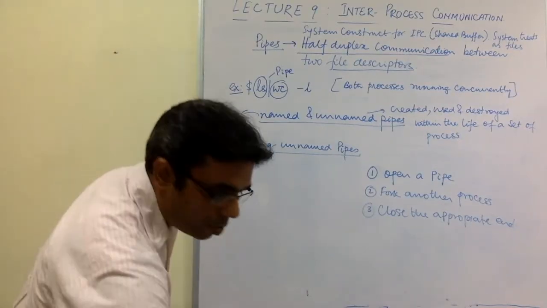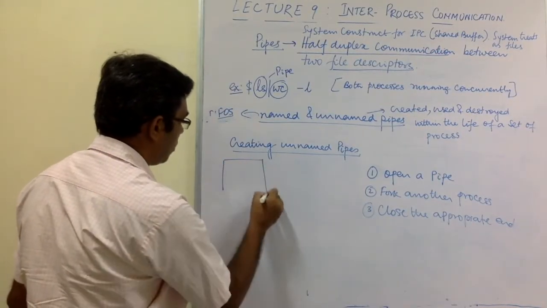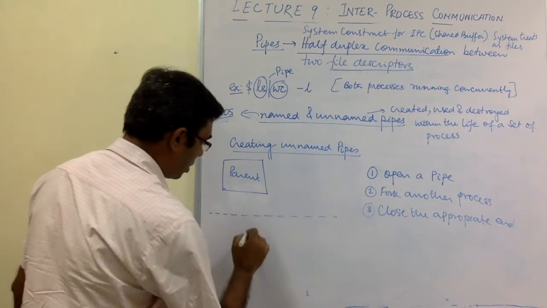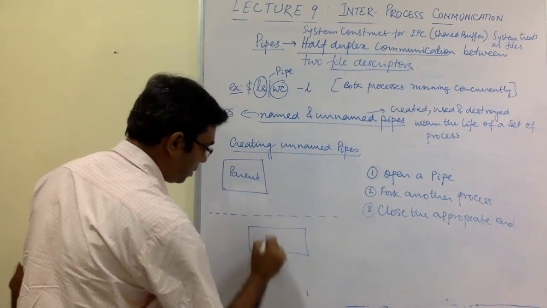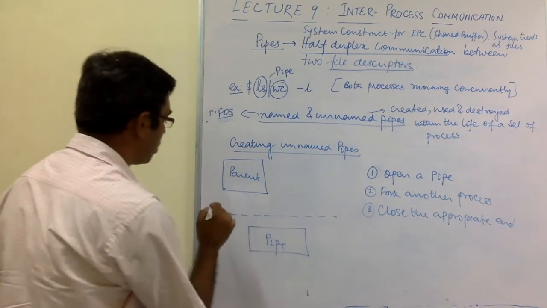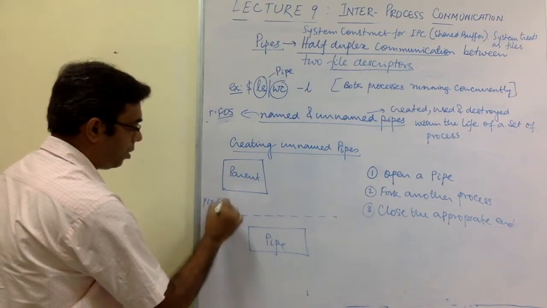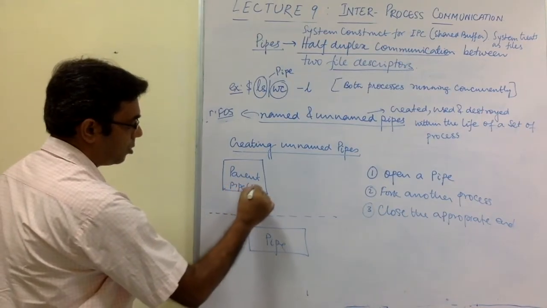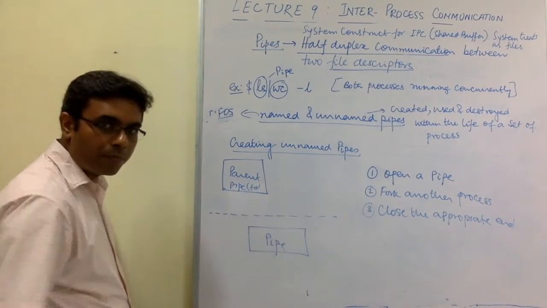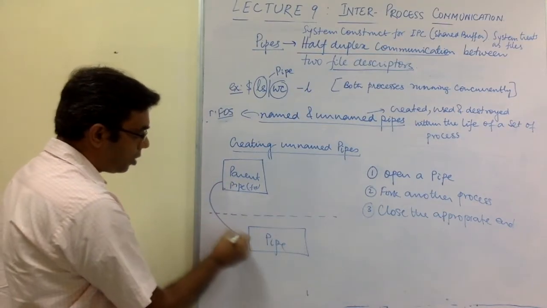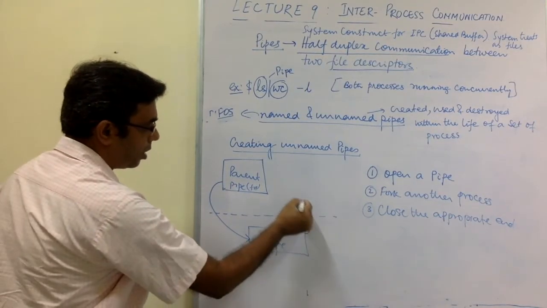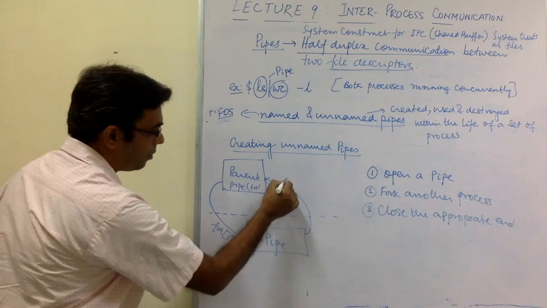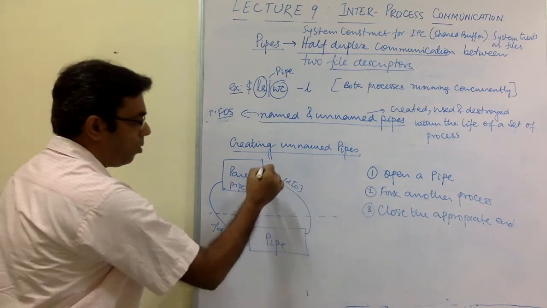So the idea is that you have a parent. The parent creates a pipe. That is, it makes use of this pipe system call, passes this file descriptor. So it creates a pipe in the kernel, and it also creates the file descriptors, read and write. So you have your FD1 and you have your FD0, and now you fork.